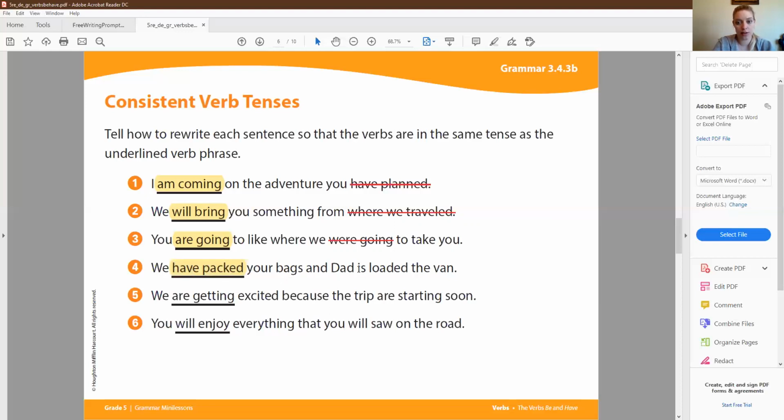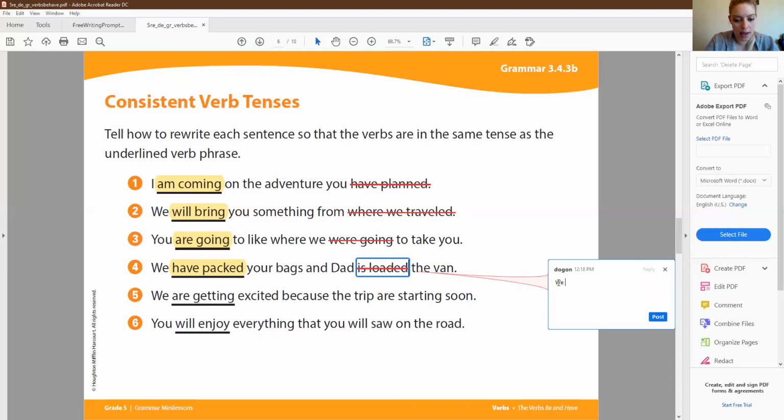Dad is loaded. Well, we know is loaded doesn't represent past tense. So we have packed our bags and Dad is loaded the van. We need to change this to past tense. The correct past tense, we know loaded is correct, but that is not your correct form there. So let's change that. We're going to strike through this, and then we are going to change that whole sentence.